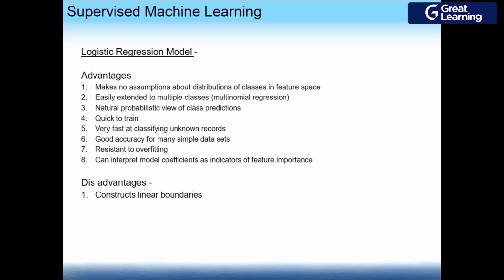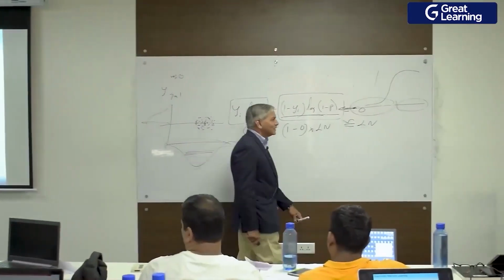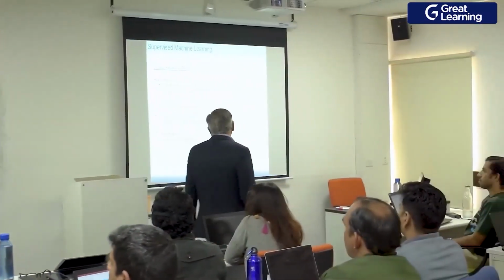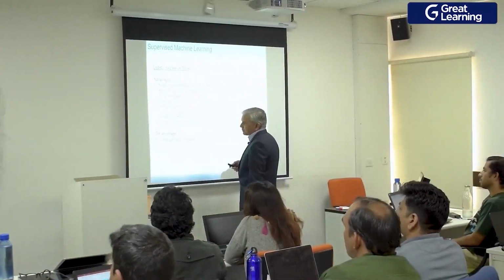And you can print out the coefficients and the probability values, and interpret the probability values. So the model is not a black box, right? The disadvantage in classification is that it uses linear boundaries.